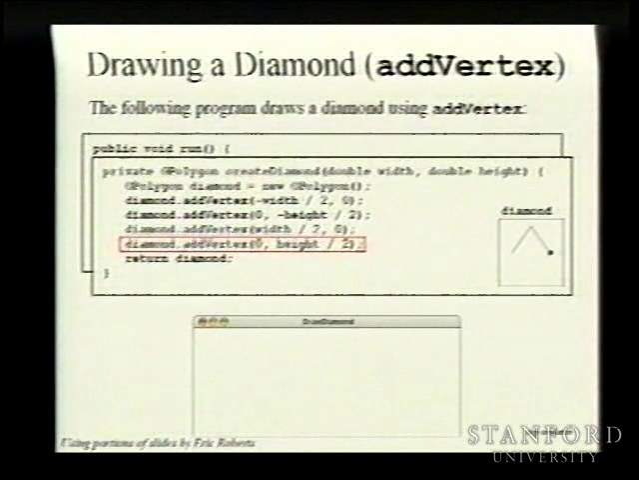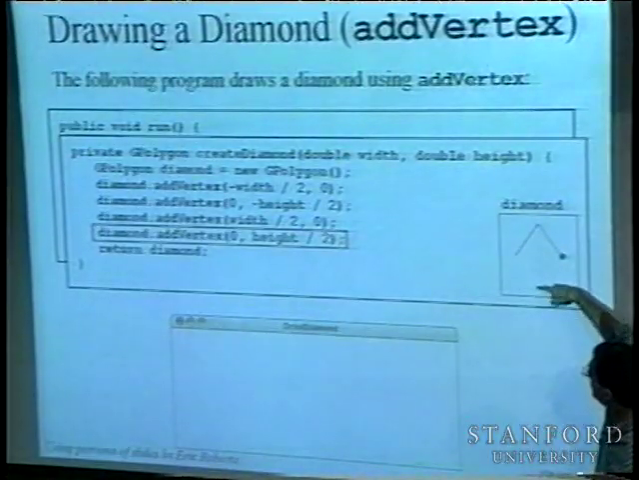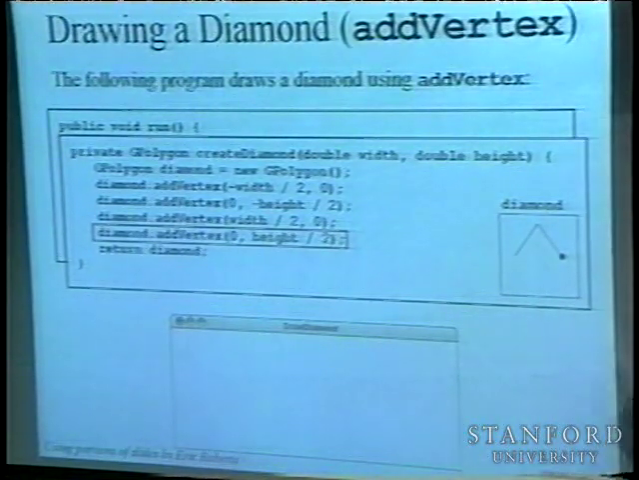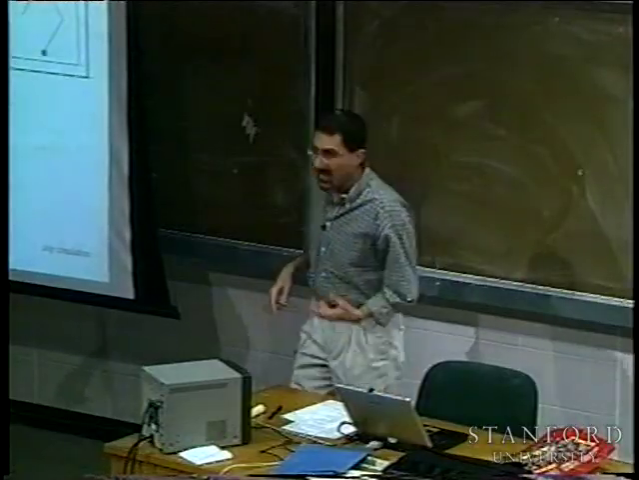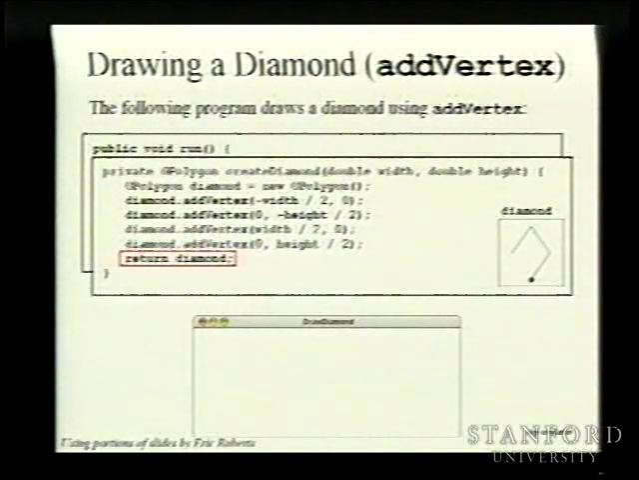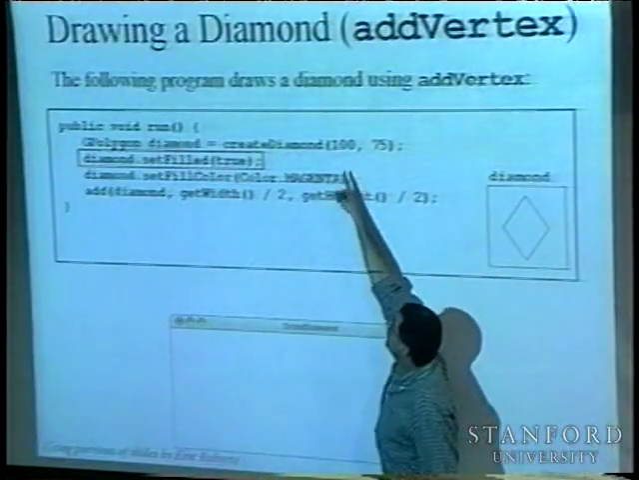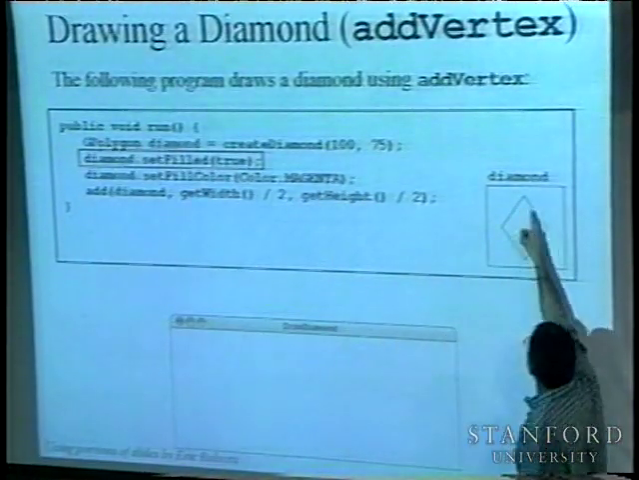And then last but not least, the last vertex I'm going to add is on the same x coordinate as the imaginary center, but the height is half the height of the diamond downward. So I get that. And now if I say return diamond, it matches up the first and last vertex. So what I get back is a closed polygon. I actually get that diamond, and that's what's returned back to me in my run function over here. So diamond is now this little polygon.